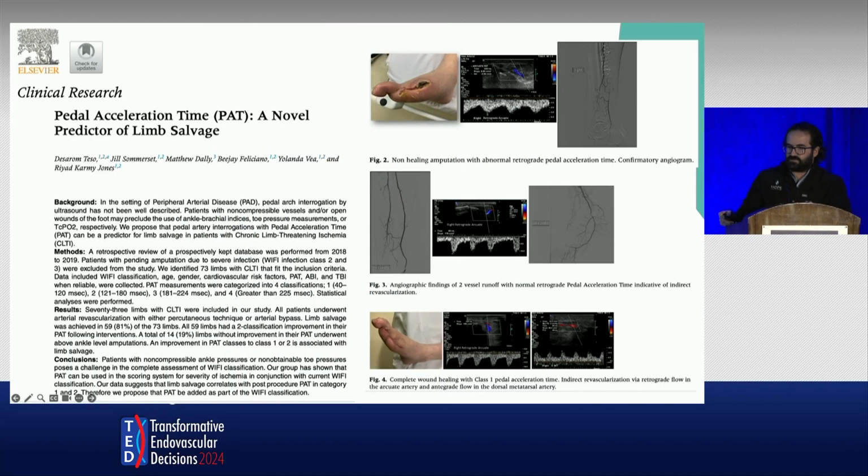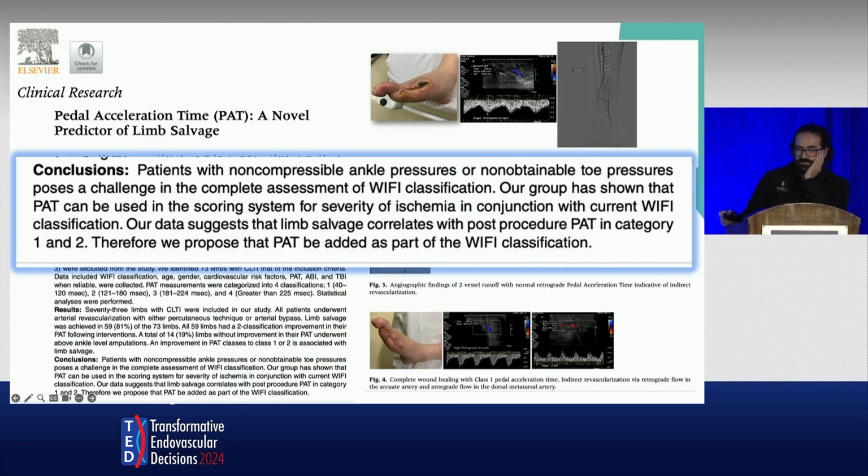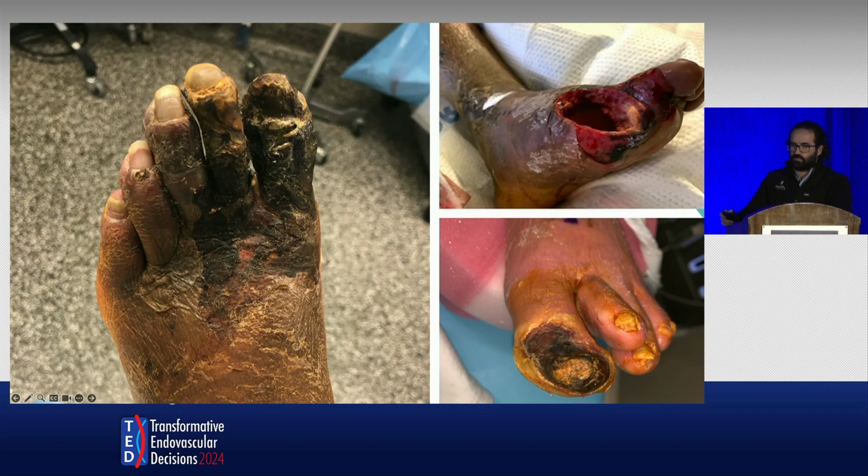A very interesting paper that was published a while ago shows that if you have a class 1 or 2 post-intervention, then most of those patients go on to do well. Meaning if you're able to change the hemodynamics of the foot and go from a very tardus parvus to an actually peaky, nice systolic acceleration time, those patients tend to do much better.